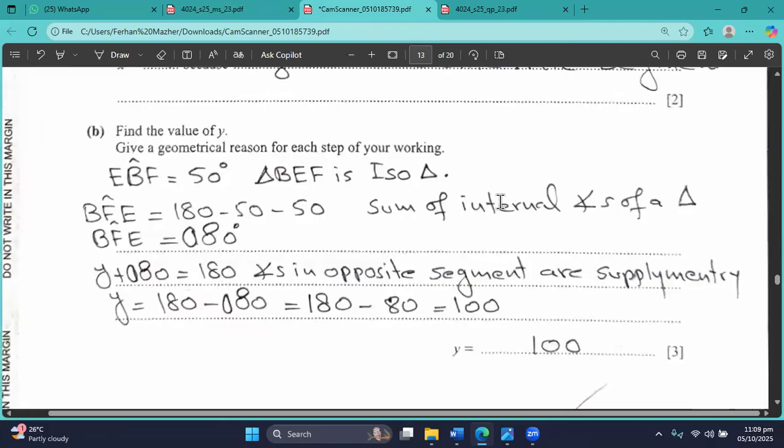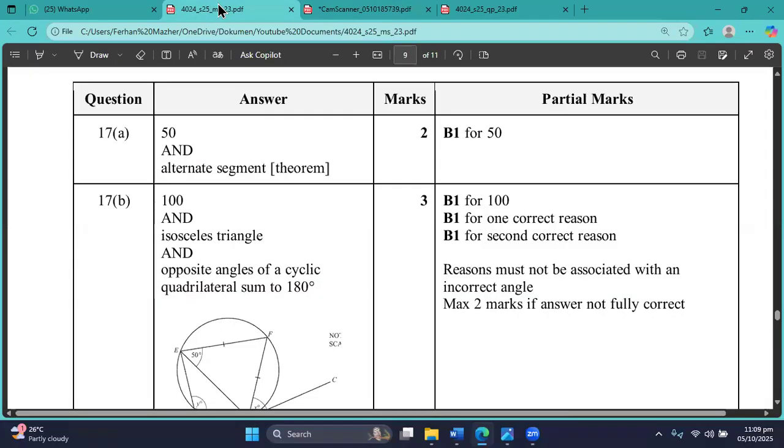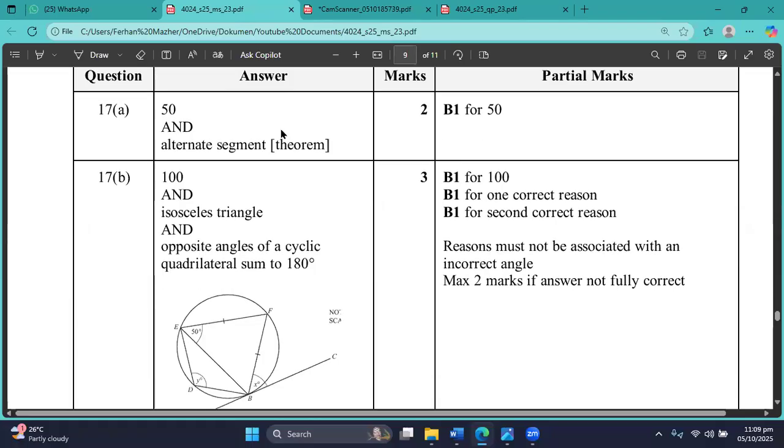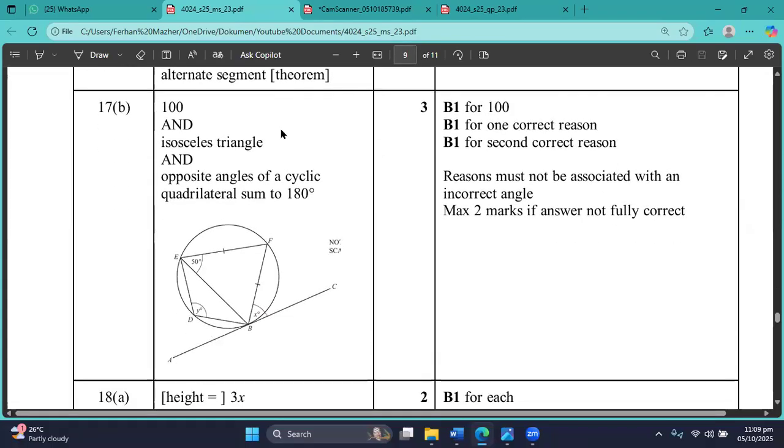Okay, let me show you. The angle EBF is equal to 50 degrees. The triangle BEF is an isosceles triangle. The angle BFE will be equal to 180 minus 50 minus 50, the sum of the internal angles of a triangle. So the angle BFE will be equal to 80. Y plus 80 equals 180. So y will be equal to 180 minus 80, and that is 100. So the value of y will be 100. So the answer is right, sir.